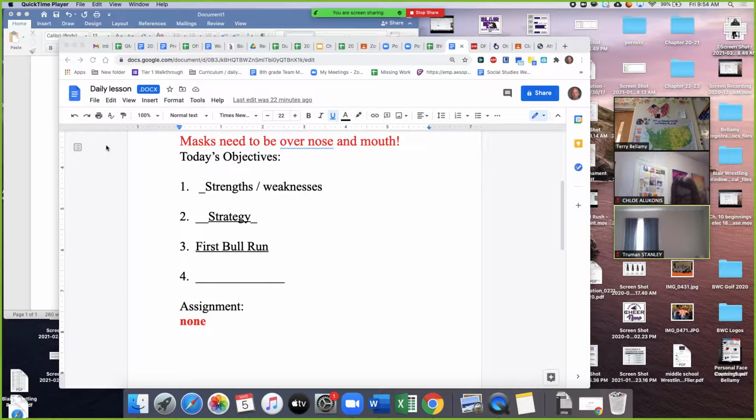The same thing would be true in a basketball game, or in a wrestling match. If I'm coaching you against someone I've seen you wrestle before, we're going to come up with a strategy that allows you to take advantage of their weaknesses. So that's where we're going to go.